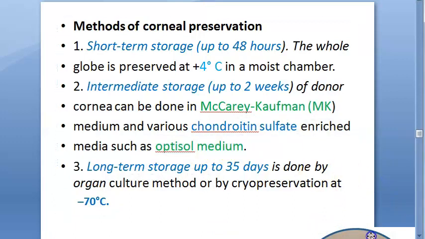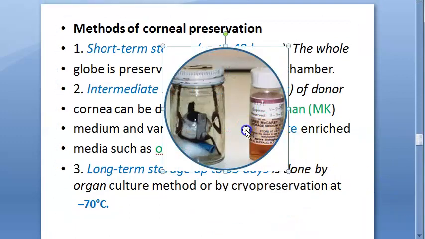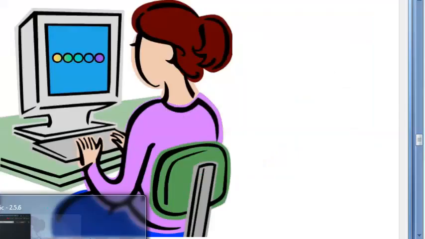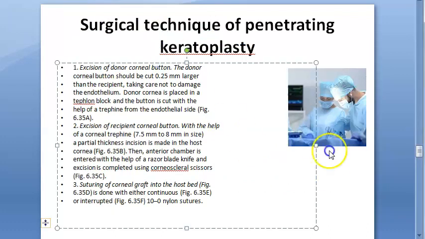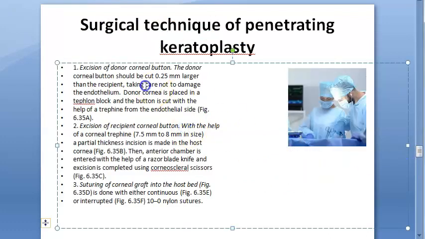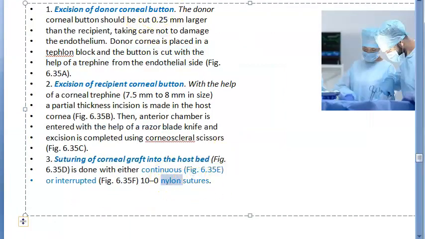Okay. So we have looked at the storage, the method of corneal preservation. Let's continue. Surgical technique, we already saw this. We will excise the donor corneal button. Then we'll excise the recipient corneal button. You remember in the images we have already seen. Then suture the corneal graft into host bed. You will suture it, continuous suture or interrupted suture. 2 types of sutures, and the sutures are nylon sutures.